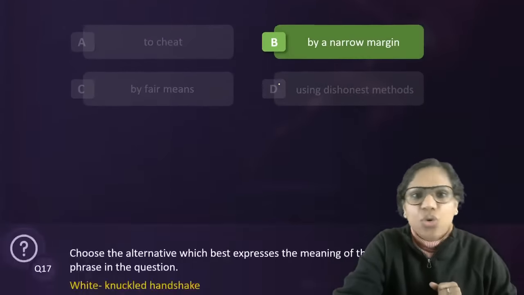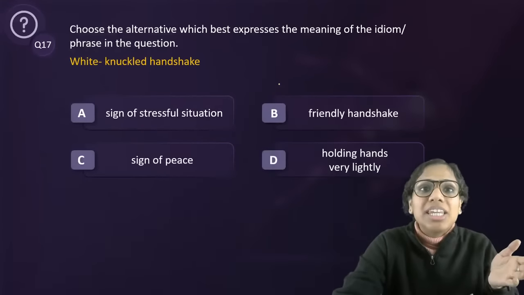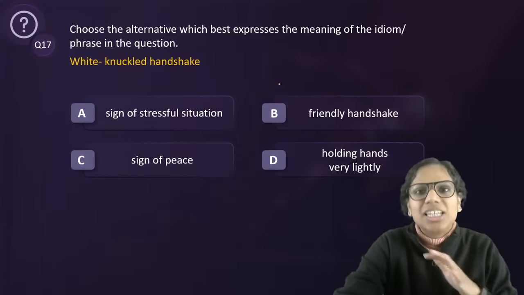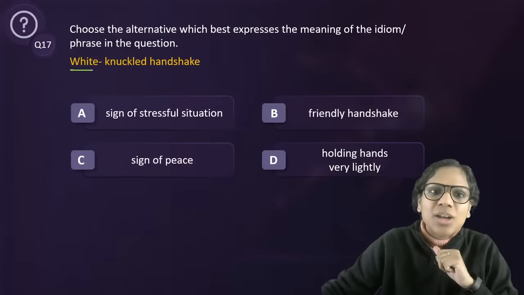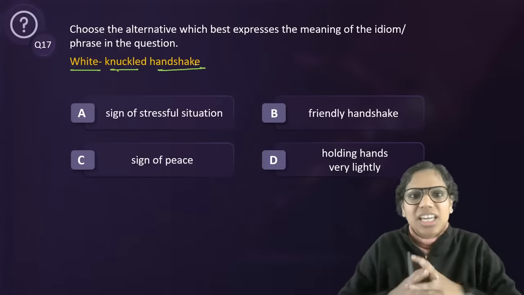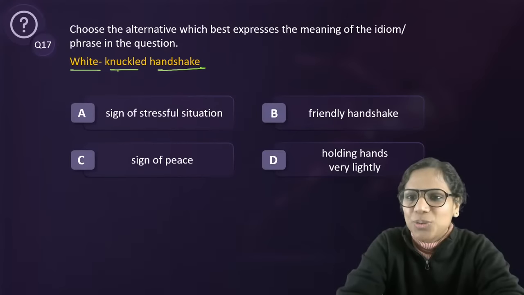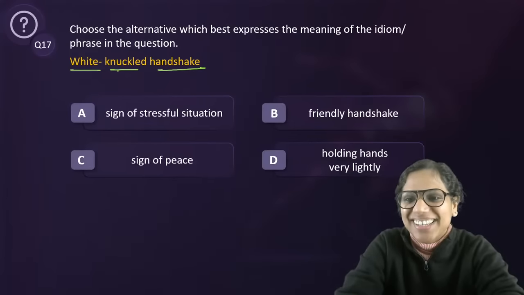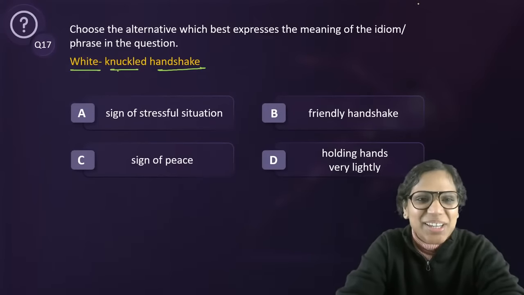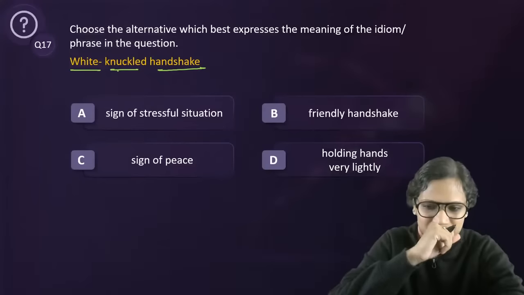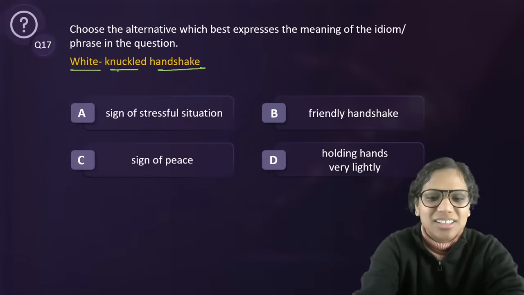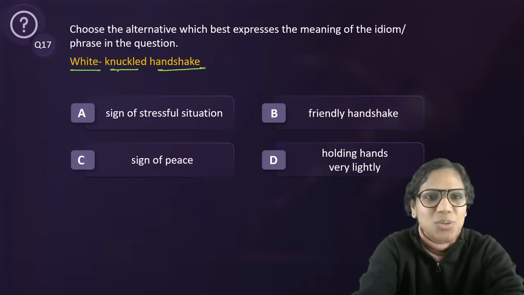Okay, so either usage, or the stories behind an idiom, or an equivalent of the idiom in your mother tongue, anything can help you remember it for a long time. White knuckled handshake. What kind of handshake would it be where your knuckles turn white? Good one, good one. Is it a good handshake? If your knuckles turn white while shaking hands? I don't think so. So some options can be eliminated.